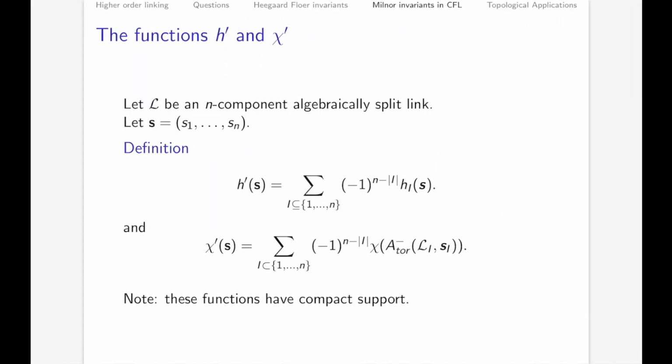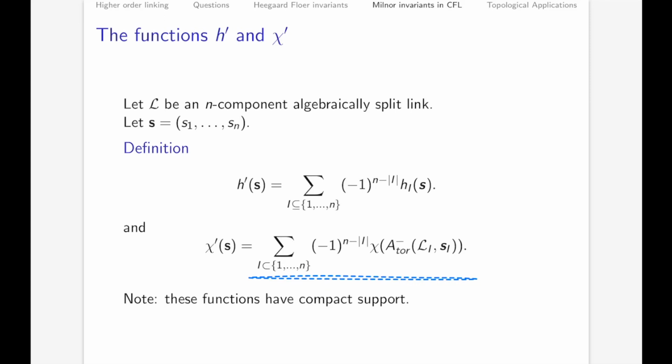Now, h prime is like what we were discussing before, a state sum for the h function over the sublinks, and that's what I have written here. I'm summing over index sets I, and these index sets are going to describe for me sublinks of my link. And then given my index set for my sublink, I'm going to take the h function for that sublink. And it's an alternating sum. So this forms my state sum for h prime, and I have a similar kind of state sum in terms of the Euler characteristic of the torsion summands.